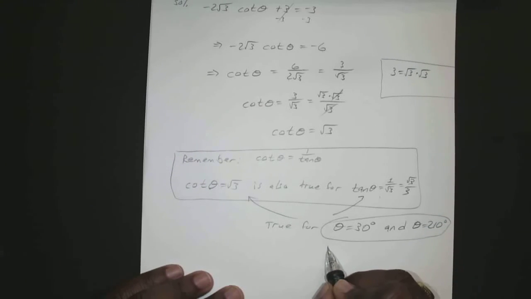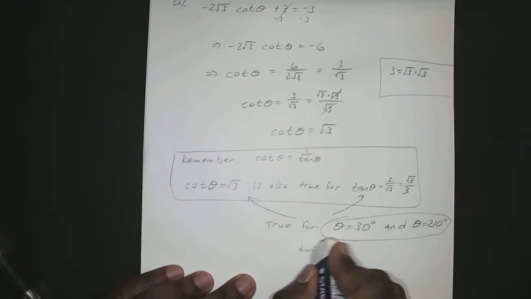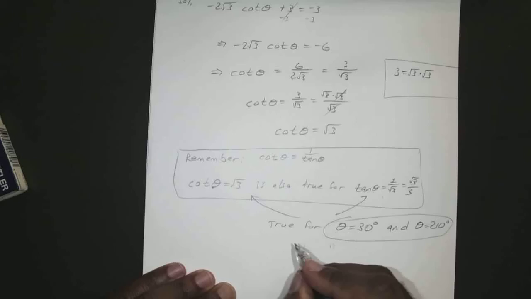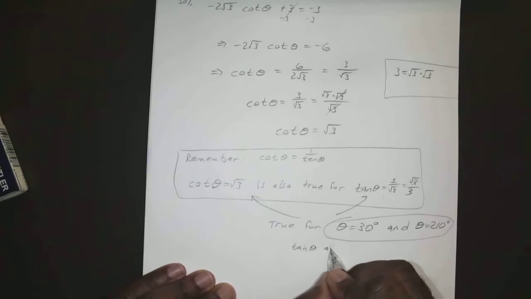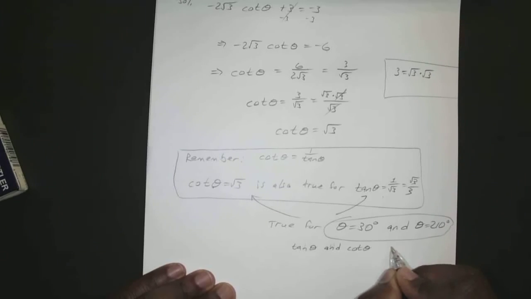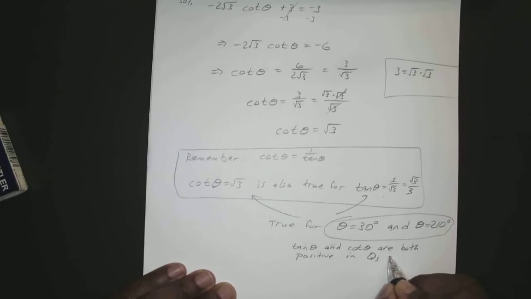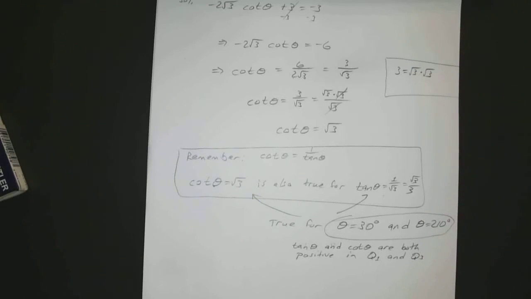Okay. Actually, I'll write tangent and cotangent. Tangent of theta and cotangent of theta are both positive in quadrant 1 and quadrant 3. Okay, so this one we had to use the reference angle from the third quadrant. All right, so any questions on that one?